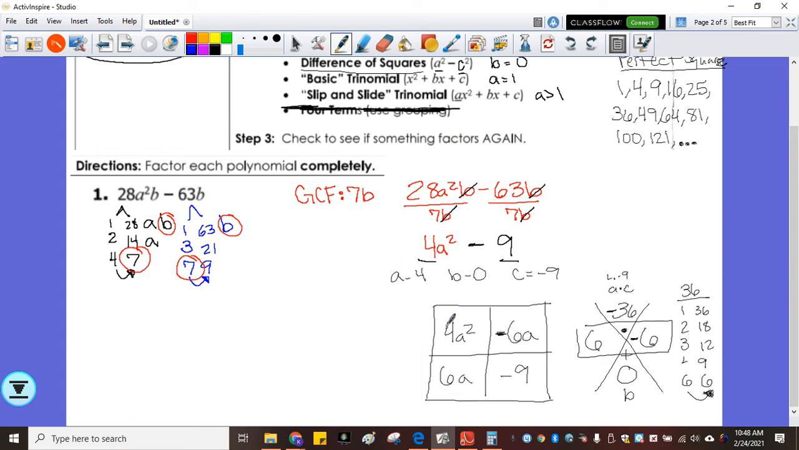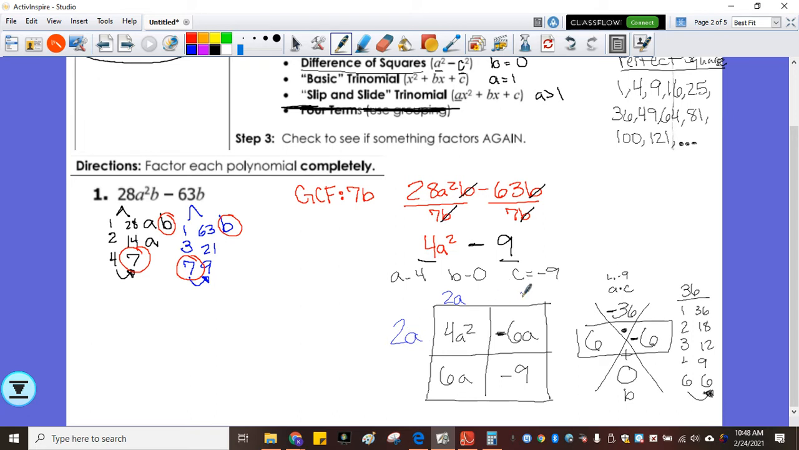All right. What's our biggest number that goes into both 4 and 6? 2. And how many variables do they have in common? 1, because this one has 1 and this one has 2. So they have 1 in common. And then what about 4 and 6? What's the greatest common factor? 2. And then how many variables do they have in common? 1. So 2a times 2a gives me 4a squared.